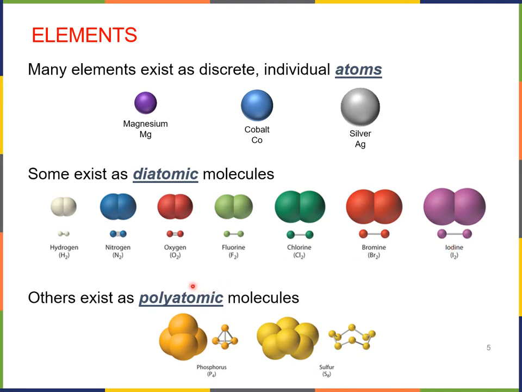Others exist as polyatomic molecules. For example, phosphorus has a common form P4, and sulfur has a common form S8. So even though these are molecules, they are still elemental molecules. They are individual elements, not compounds.